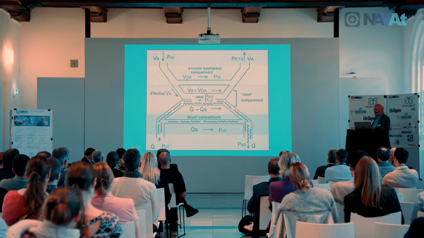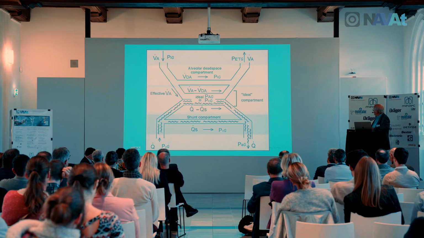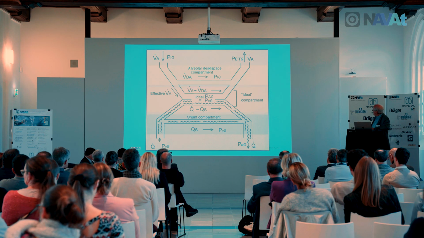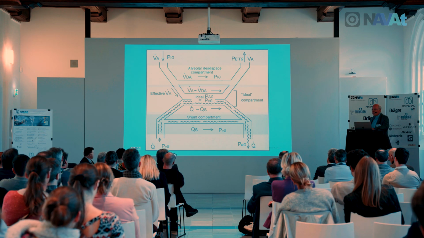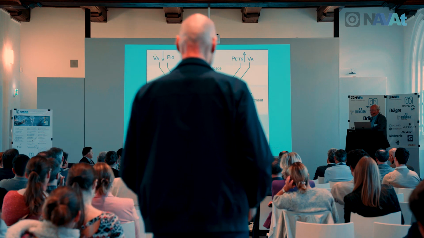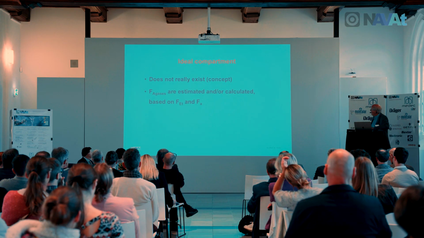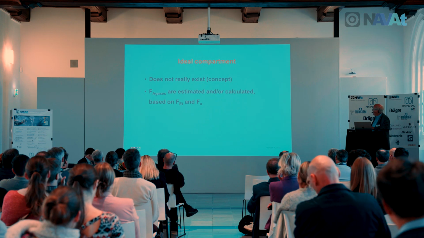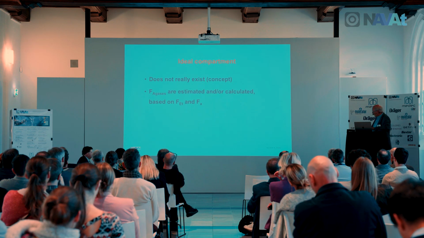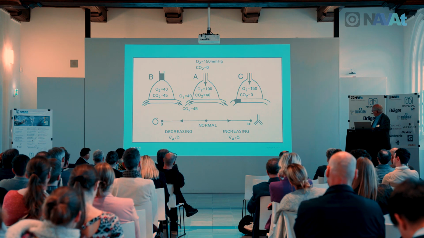Measuring arterial partial pressure of a gas, even if you are interested in doing it, doesn't give you an ideal, good number approaching alveolar partial pressure because of a shunt. And dead space and shunt are significantly worse in sicker patients. So there is no good way to determine alveolar partial pressure of a gas. So the ideal compartment in the lung is basically a concept. It does not really exist. And FA of gases are estimated and are calculated based on FE and FT.